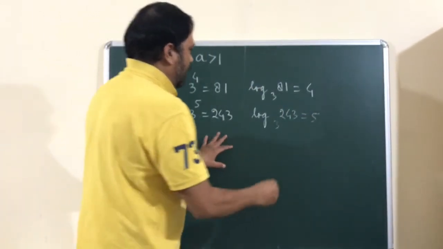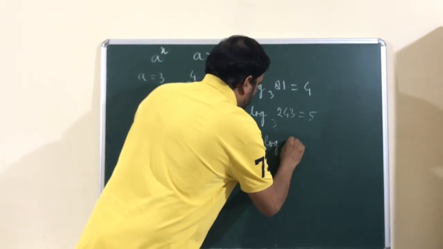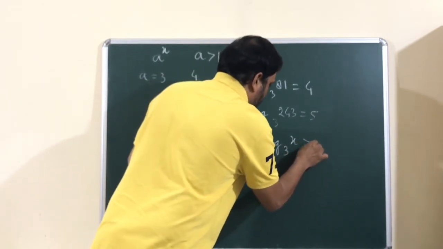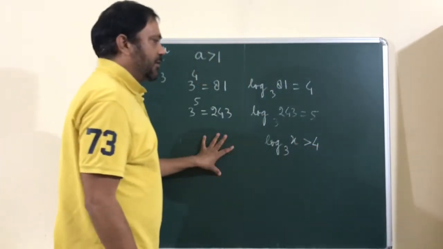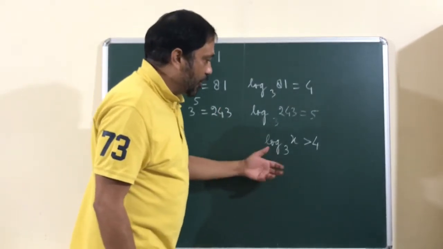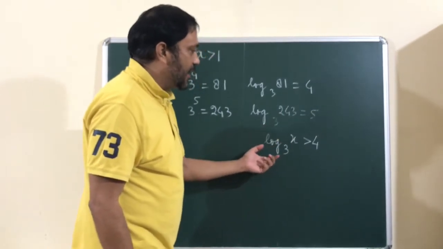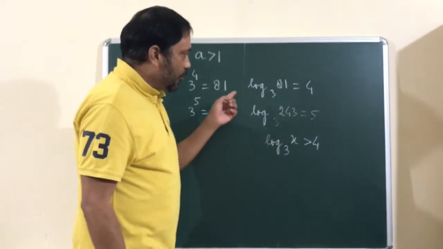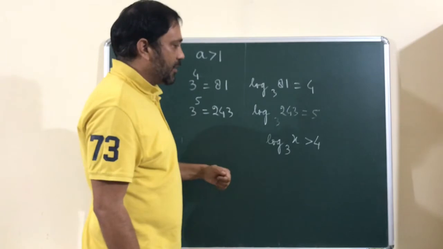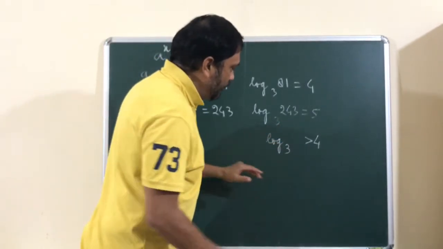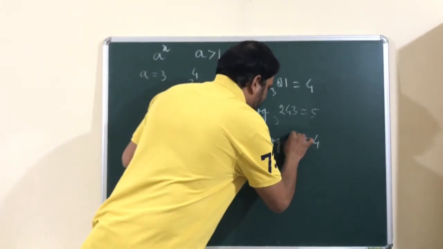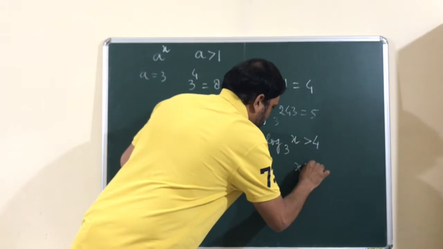Now, if you are asked to get the values of x so that log of x base 3's answer is more than 4, what will you do there? Definitely you have to multiply 3 more number of times so that you get an answer bigger than what you get when you multiply 3 four times. Because multiplying 3 four times gives 81, definitely here I have to increase the value of x to more than 81. So x has to be more than 81.